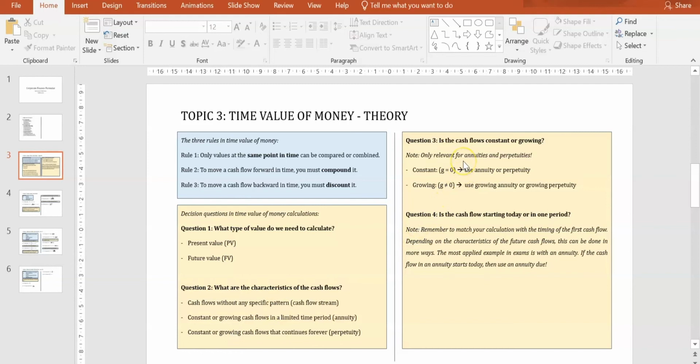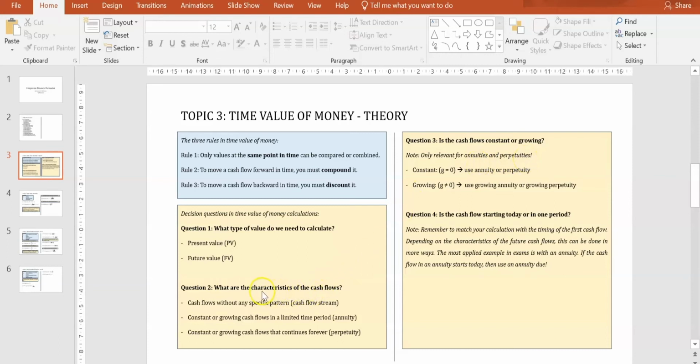Then the third question you have to ask yourselves is: is the cash flow constant or growing? So we already touched a little bit upon this, but you need to find out, do we actually have a growth in the period or not? And you can see a note here that this is only relevant for annuities and perpetuities.